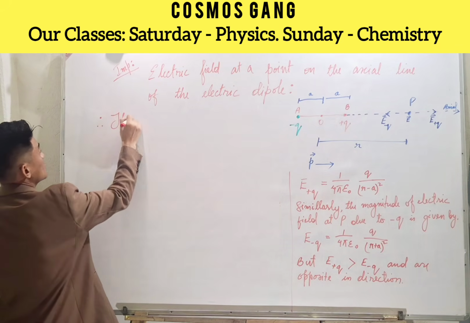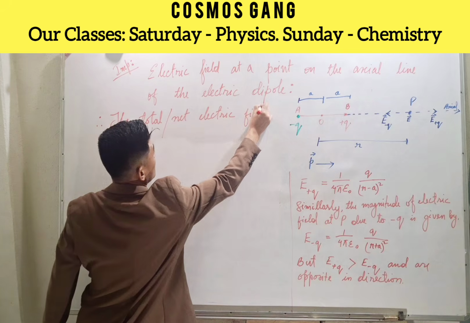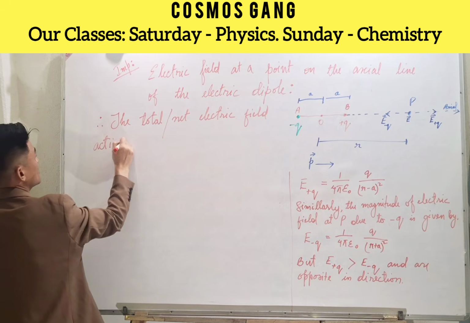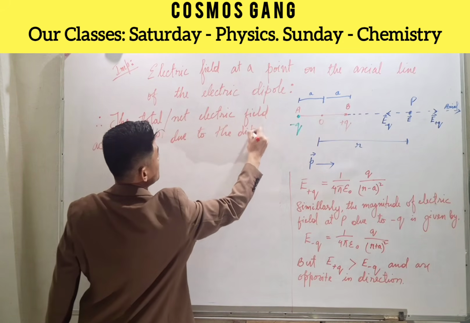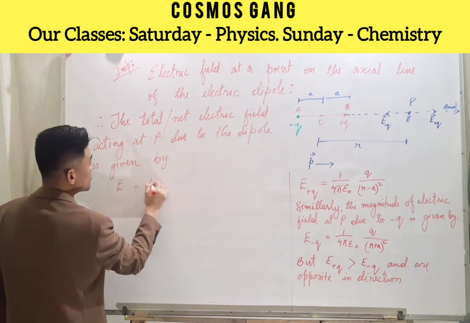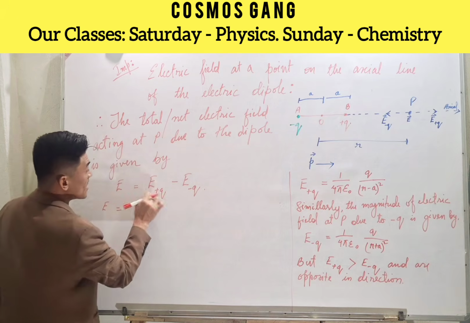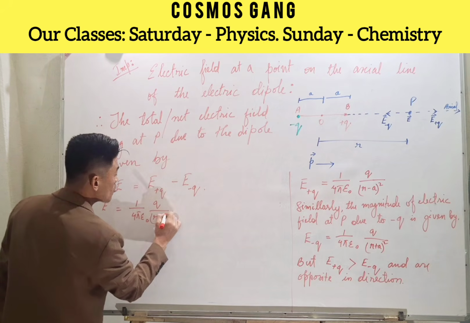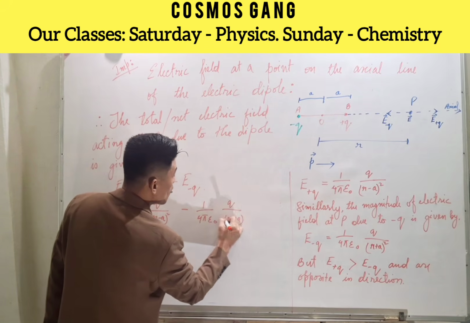Therefore, the total or net electric field acting at P due to the dipole is given by E is going to be equal to E plus Q minus E minus Q. When I substitute this value, I get 1 by 4 pi epsilon naught Q divided by (R minus A) whole square minus 1 by 4 pi epsilon naught Q by (R plus A) whole square.